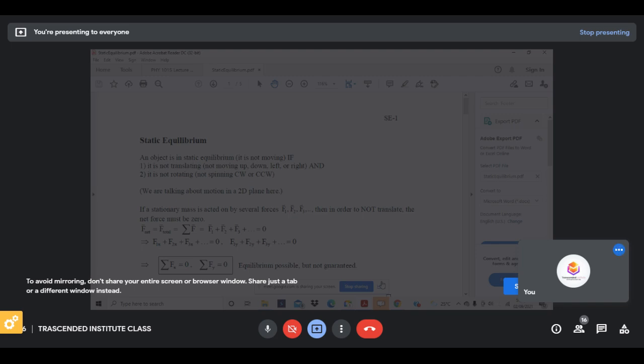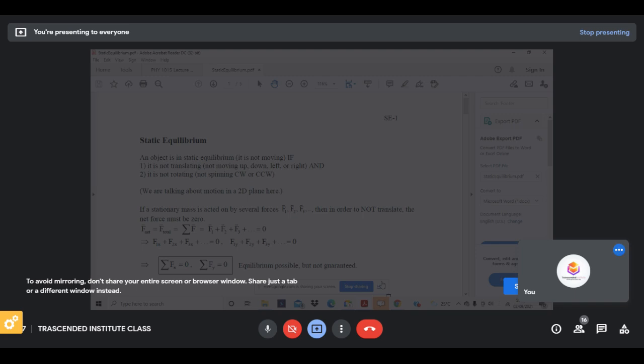Okay, so this morning we started talking about static equilibrium. In simple terms, we said static equilibrium is attained when an object is static, not changing position, not moving, or just still. We started by talking about the first condition.